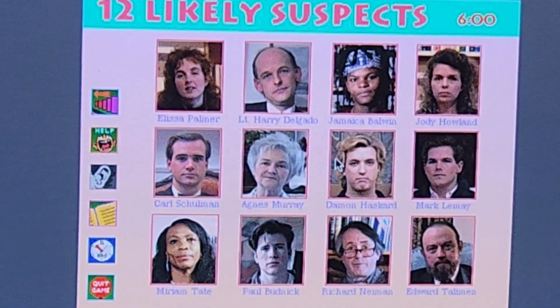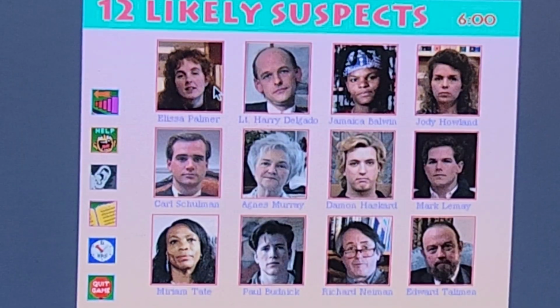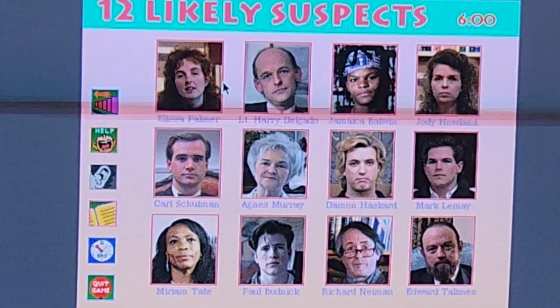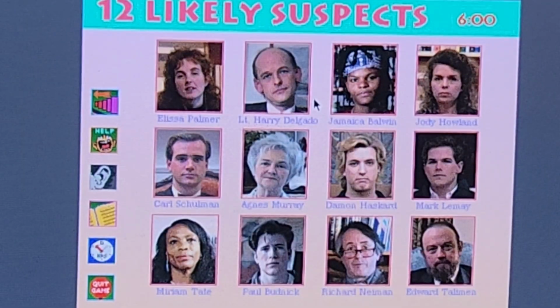Alright, so just a brief rundown. We've got Alyssa Palmer, who was also, I guess, a student of the university and was an educational rival of Elsbeth. Lieutenant Harry Delgado, who I never understood exactly why he was here, aside from he's the lieutenant assigned to her break-in case, so he would have some knowledge of her whereabouts or her comings and goings, possibly.